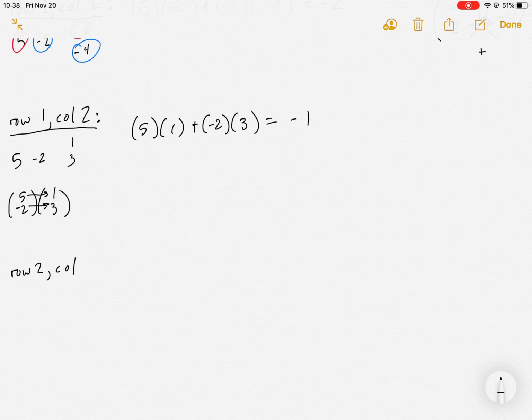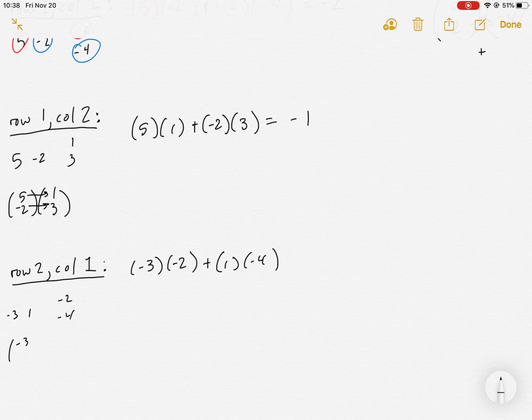For row 2, column 1, I end up with negative 3 times negative 2 plus 1 times negative 4, because my second row is negative 3, 1, and my first column is negative 2, negative 4. So this ends up giving me 6 minus 4, which is positive 2.